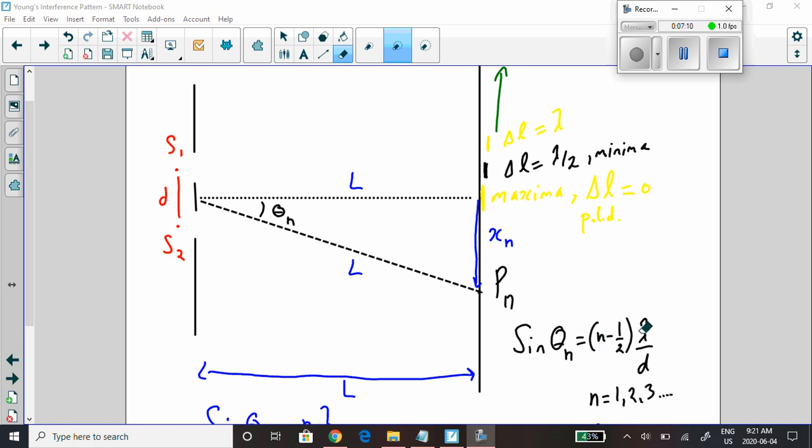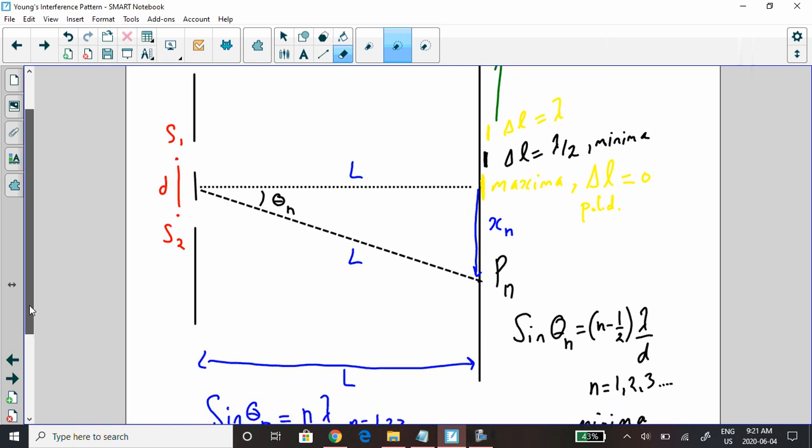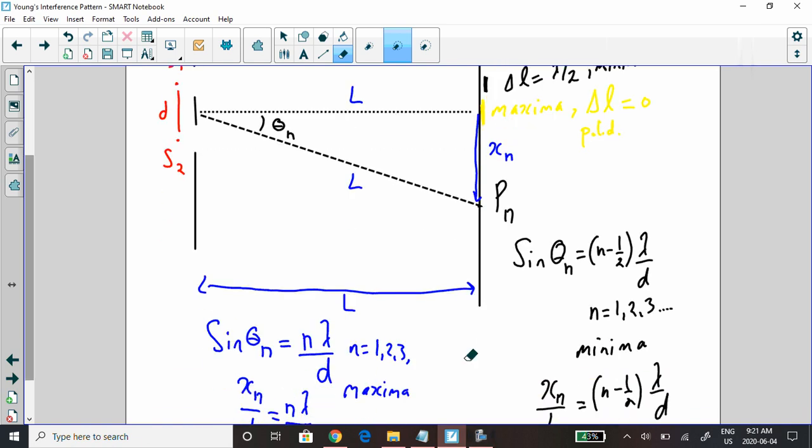And then multiply it. Similarly, if you want to find the position of a maxima, you get rid of the n minus half and you put in n lambda over d. And you can describe in terms of an angle where a bright area would be. It's just this equation instead for a maxima, n = 1, 2, 3, and so on.